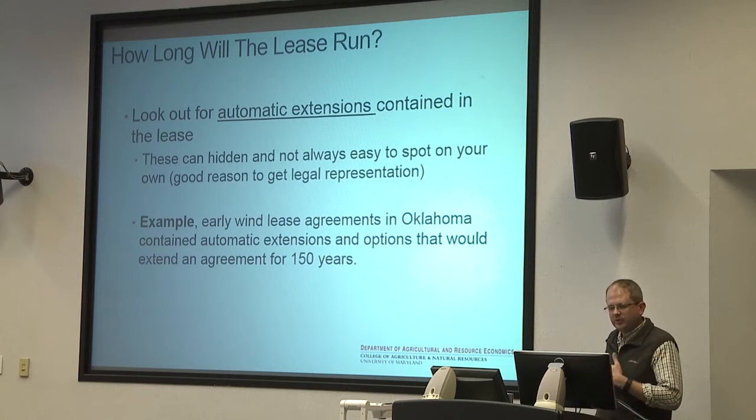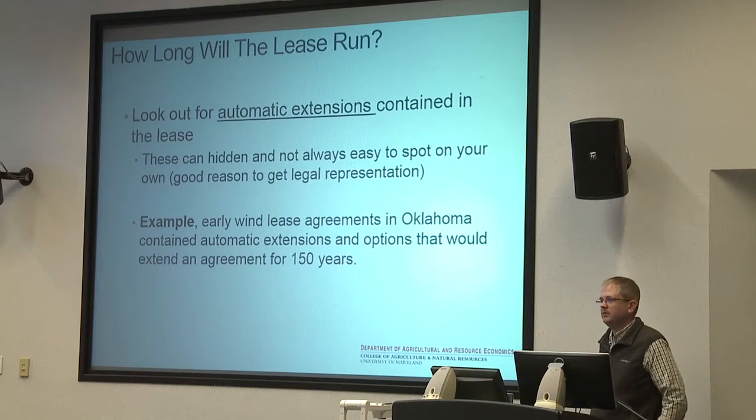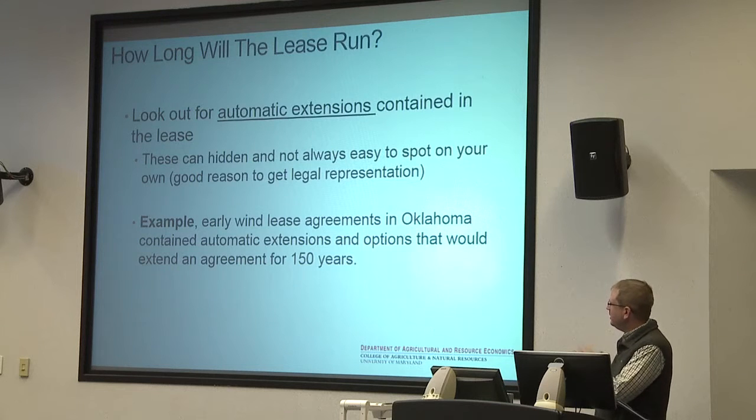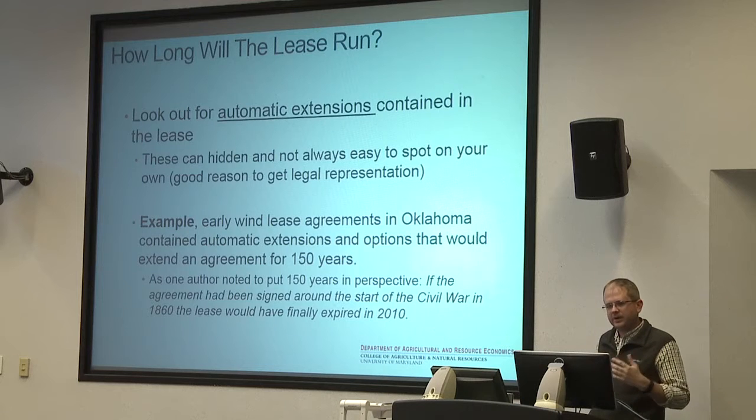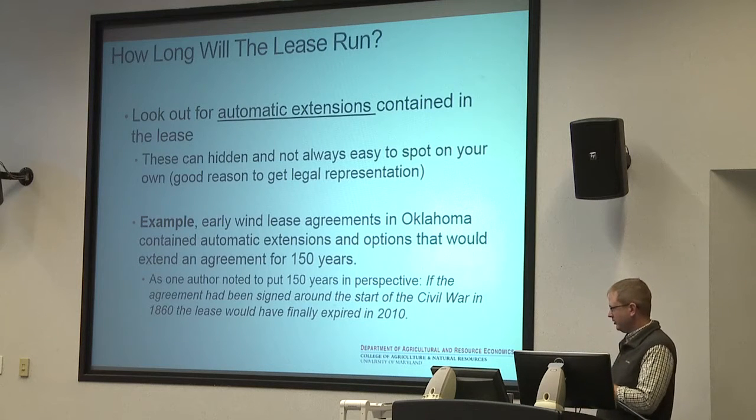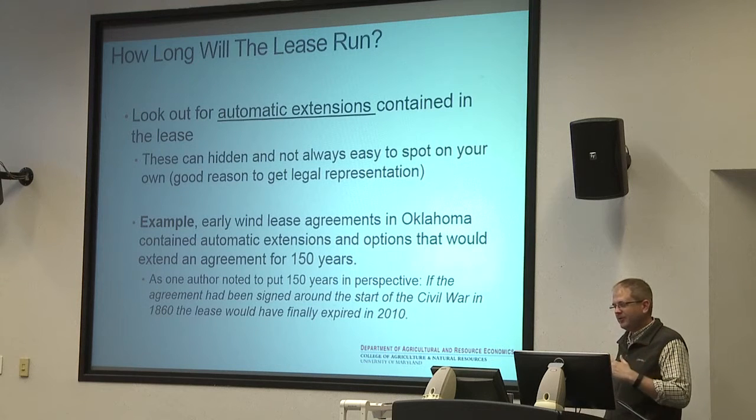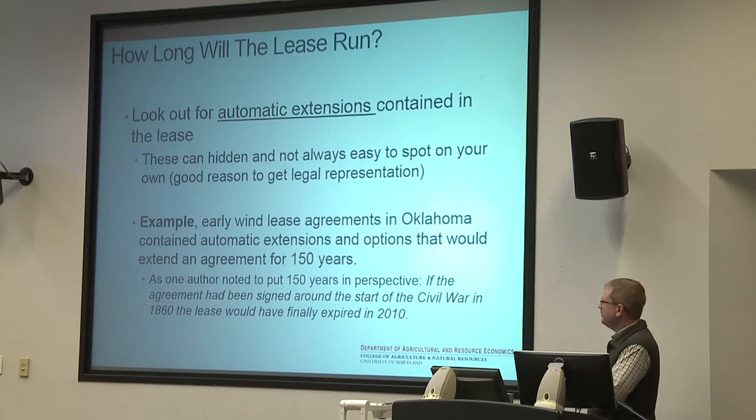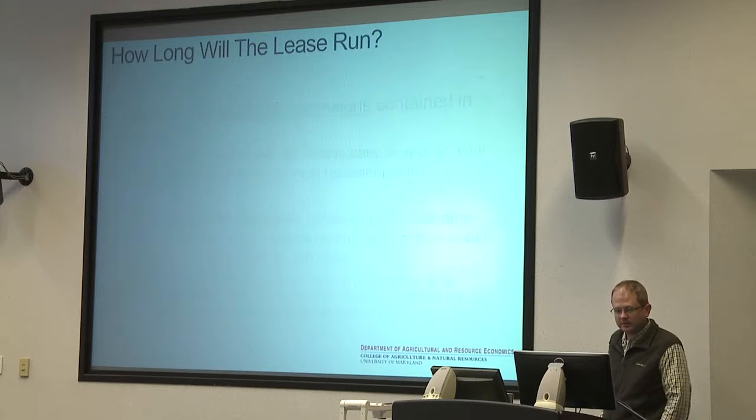And one example, and I always like this example, is if you look at early wind leases in Oklahoma, they contained automatic extension and option periods that combined to extend the agreement 150 years. They're no longer doing that, but at the start of the industry, they were looking at 150 years. And as has been pointed out, if you put this in perspective, if this agreement had been signed at the start of the Civil War, it would have expired only 6 years ago. So these can have long periods of time if we're not paying attention. We need to pay attention to how long they can potentially last.